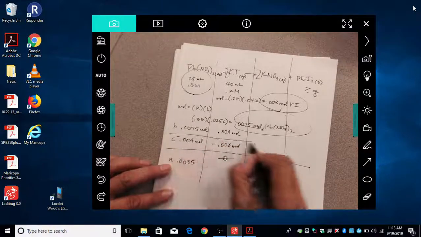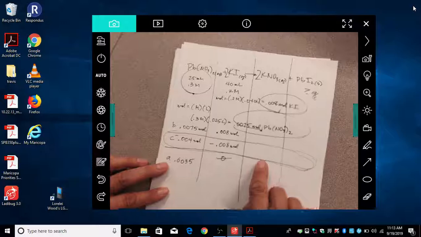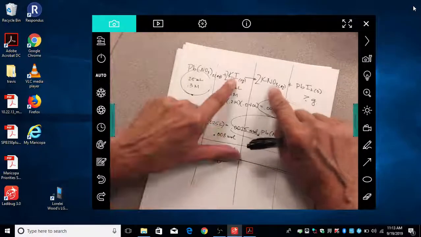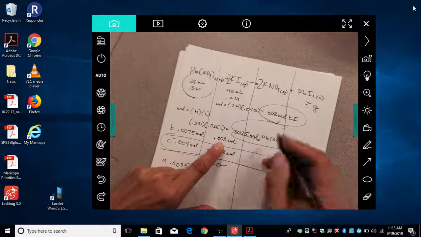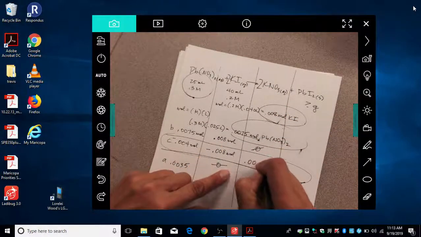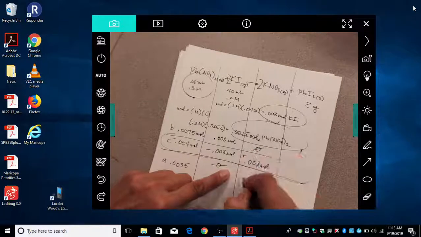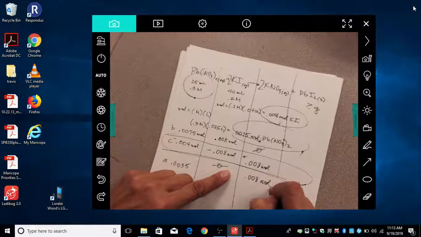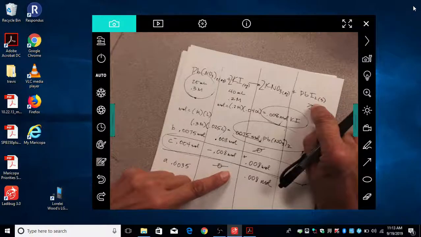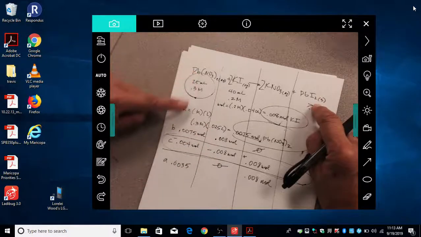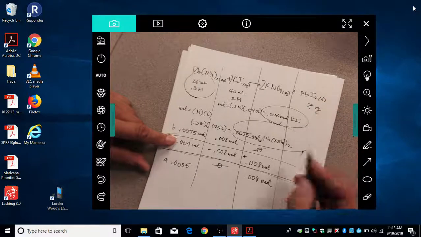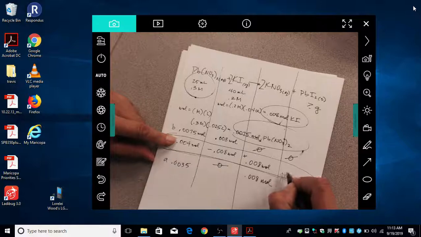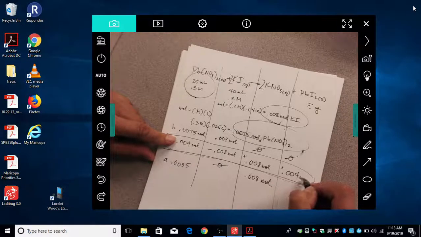Alright, so now remember we gotta look at the change, figure out what's being generated. So if I know that this is a 1-to-1 ratio, and I used up 0.008, how much of this should I generate? 0.008, so 0.008 moles I made, 0.008 moles at the end. And this one, since it's 1-to-1, am I going to use 0.0075 or am I going to use 0.004? 0.004. So I start out with 0 there. I'm going to generate 0.004. I'm going to have 0.004 moles at the end.